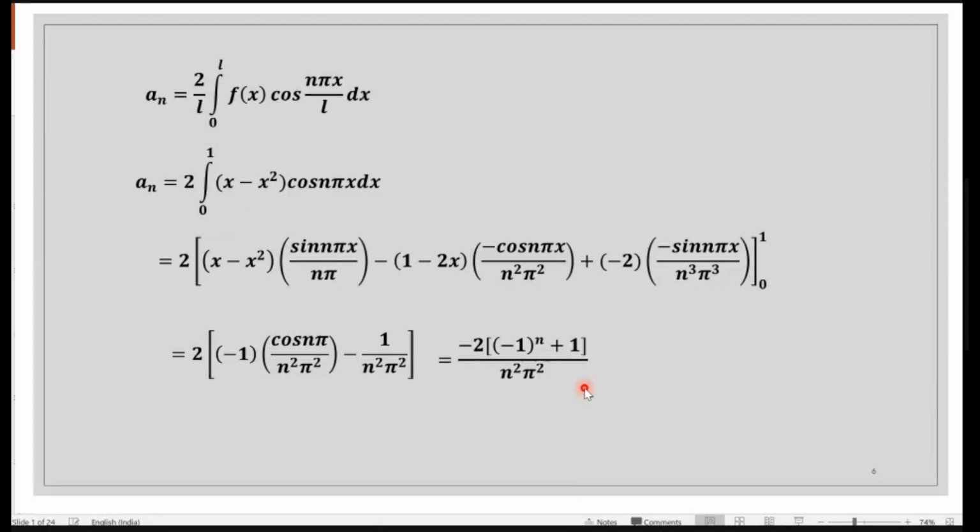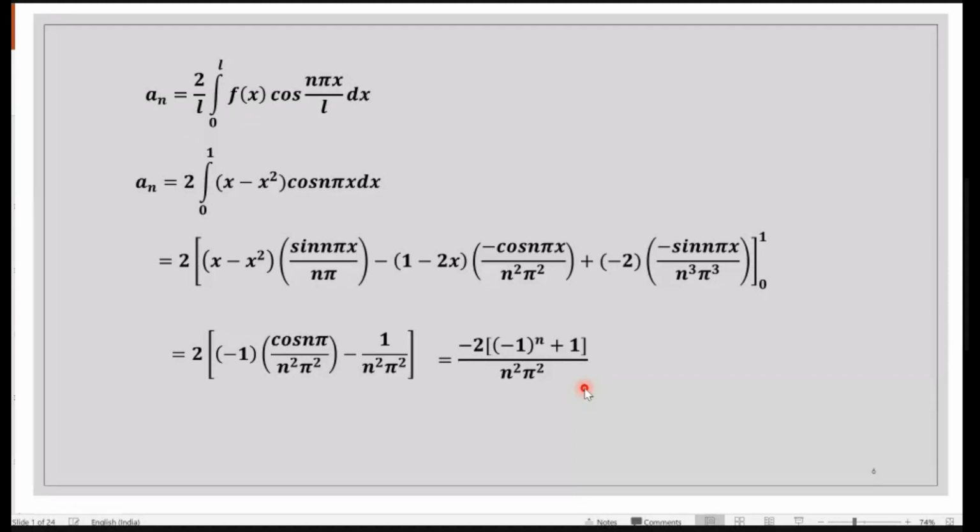Okay. So an is equal to minus 2 into minus 1 raised to n plus 1 upon n square pi square. After calculating an or bn, check whether that an value is true for all the values of n. अगर नहीं है तो हमें कैलकुलेट करना पड़ेगा जो भी वैल्यू के लिए वो ट्रू नहीं है. I think this is true for all the values of n because n takes the values from 1 to infinity. So it is fine. It is true for all the values of n.